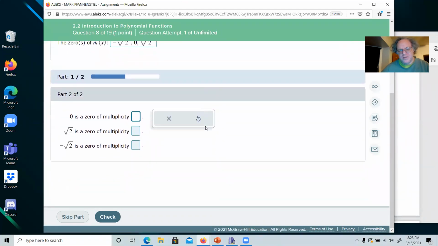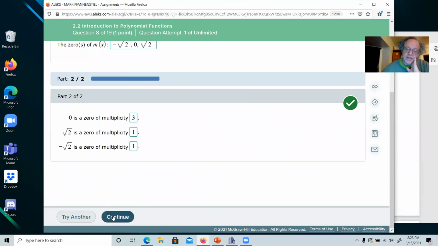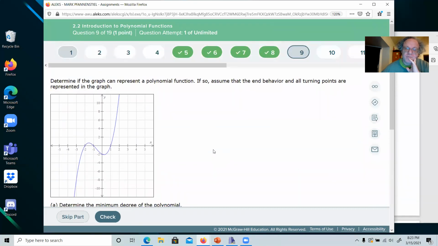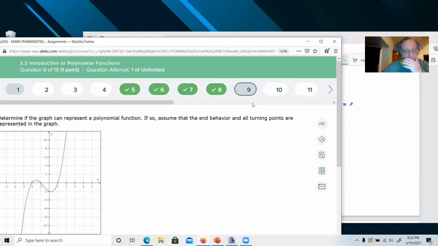Okay. 0 has a multiplicity of 3. Square root of 2 has a multiplicity of 1. And negative root 2 has a multiplicity of 1. And that is going to be it for this section. Okay, so that's a little walkthrough for this one.